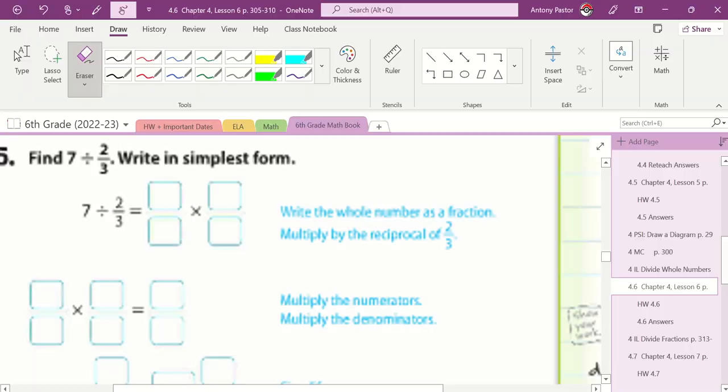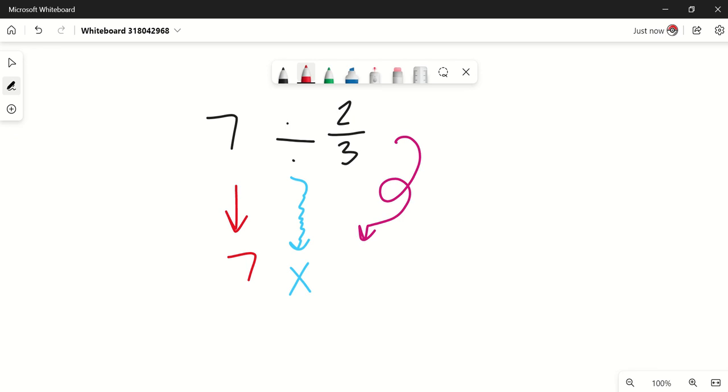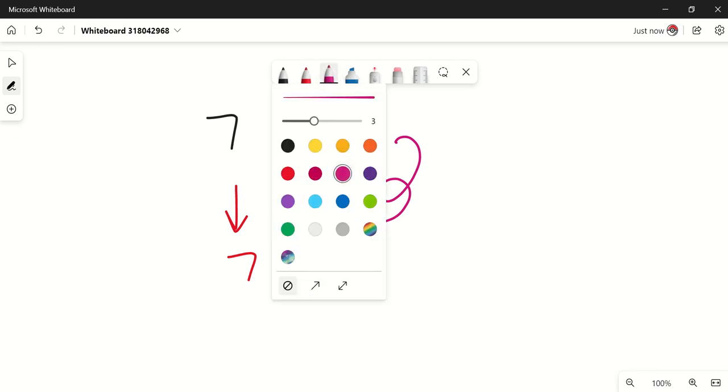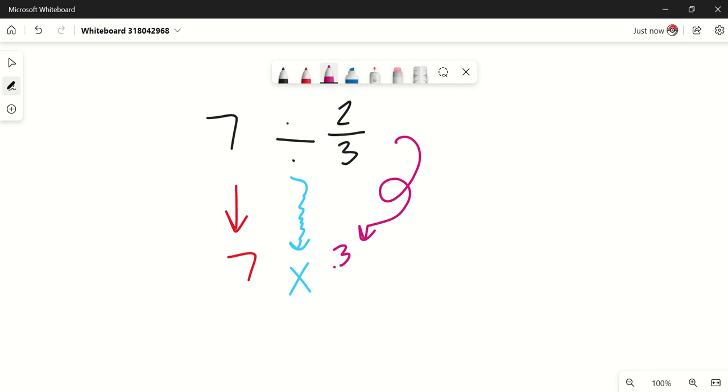Let me just double check. 7 divided by 2/3 it is. 7 will still remain 7. 2/3 instead will become the reciprocal, 3/2. I'm not simplifying that 3/2 right now because I am multiplying, so I do need it in fraction form. I'm going to put that 7 over 1.